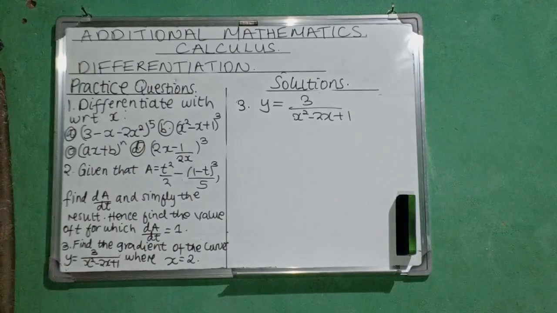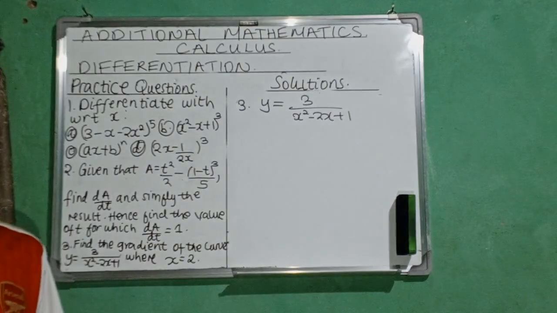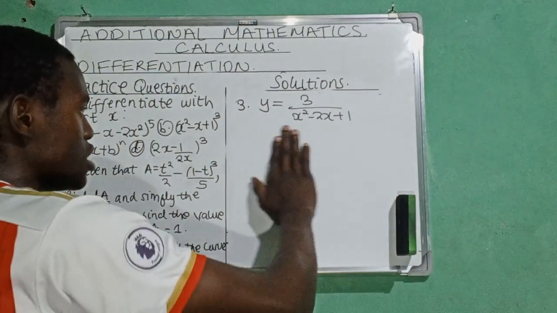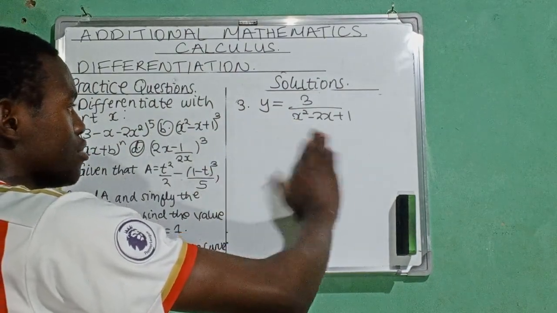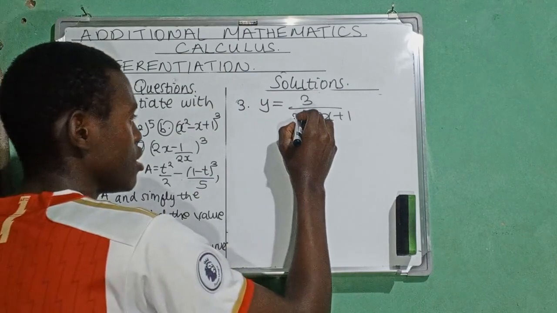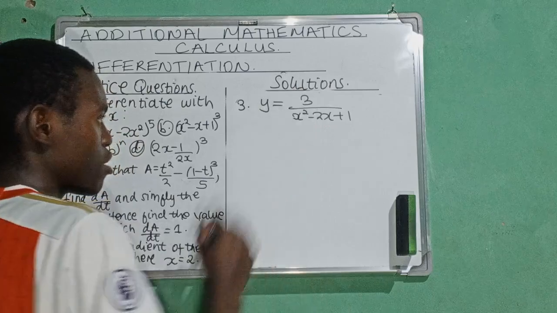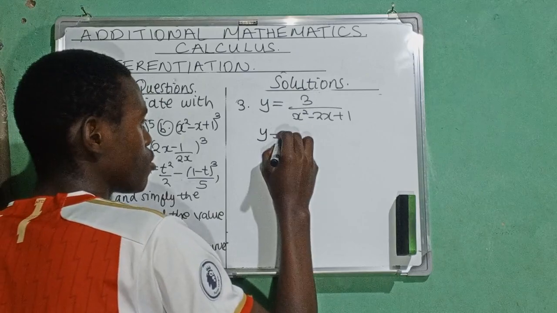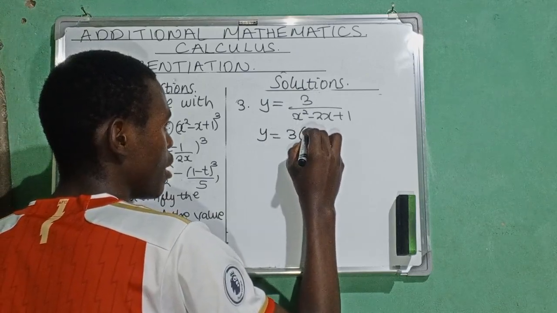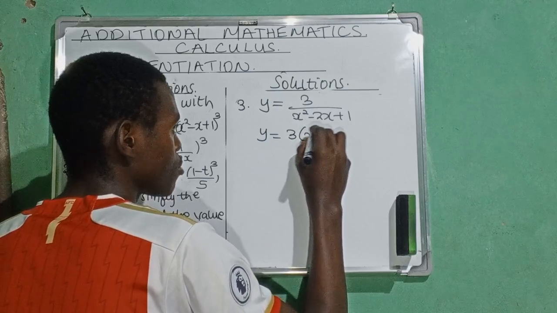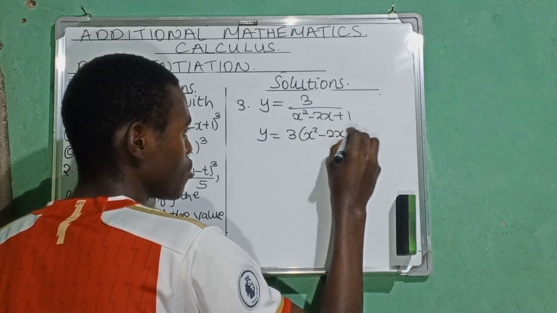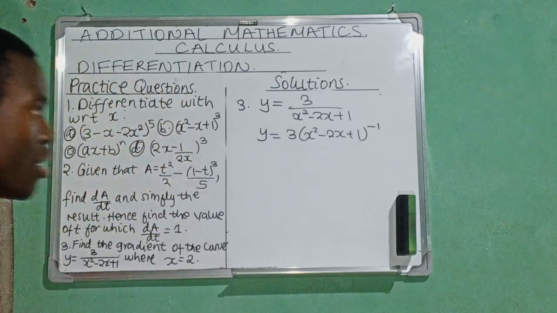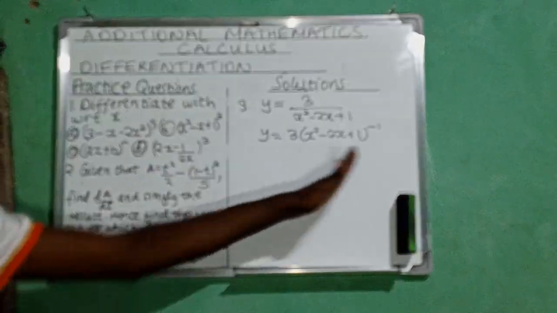Before we even proceed, when you hear the word gradient, you should start thinking about your dy dx. In this case, we cannot differentiate it when the x is a denominator down there, so we need to take it up so that it becomes a linear form as a numerator. y is equal to 3 multiplied by x squared minus 2x plus 1 raised to the power negative 1. So the expression has gone up and it becomes like that.